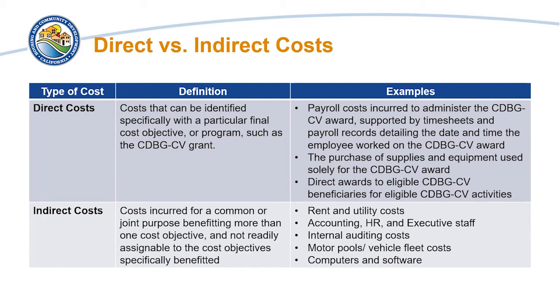Indirect costs are costs incurred for a common or joint purpose that benefit more than one cost objective and are not readily assignable to the cost objective or program that benefited. Some examples include rent and utility costs, accounting and administrative staff, internal auditing costs, motor pools, as well as computers and software.